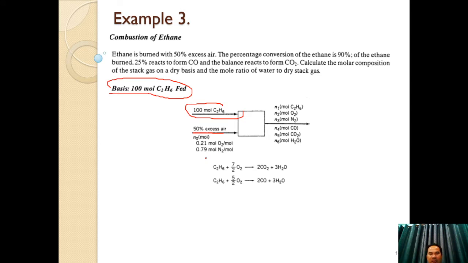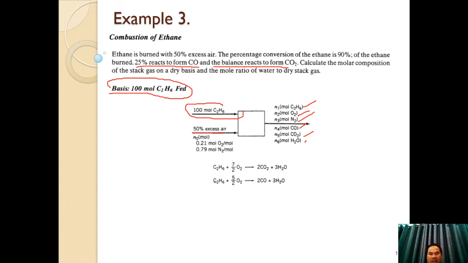For this case, the air includes 21 mole percent oxygen and 79 percent nitrogen. You can denote this as a fraction: 0.21 mole oxygen per total mole, or 0.79 mole nitrogen per mole. This is the feed. And the product gas includes unreacted ethane, unreacted oxygen, nitrogen, and the products CO, CO2, and water. For this case, we have two reactions, as stated in the problem: 25% to CO and 75% to CO2.